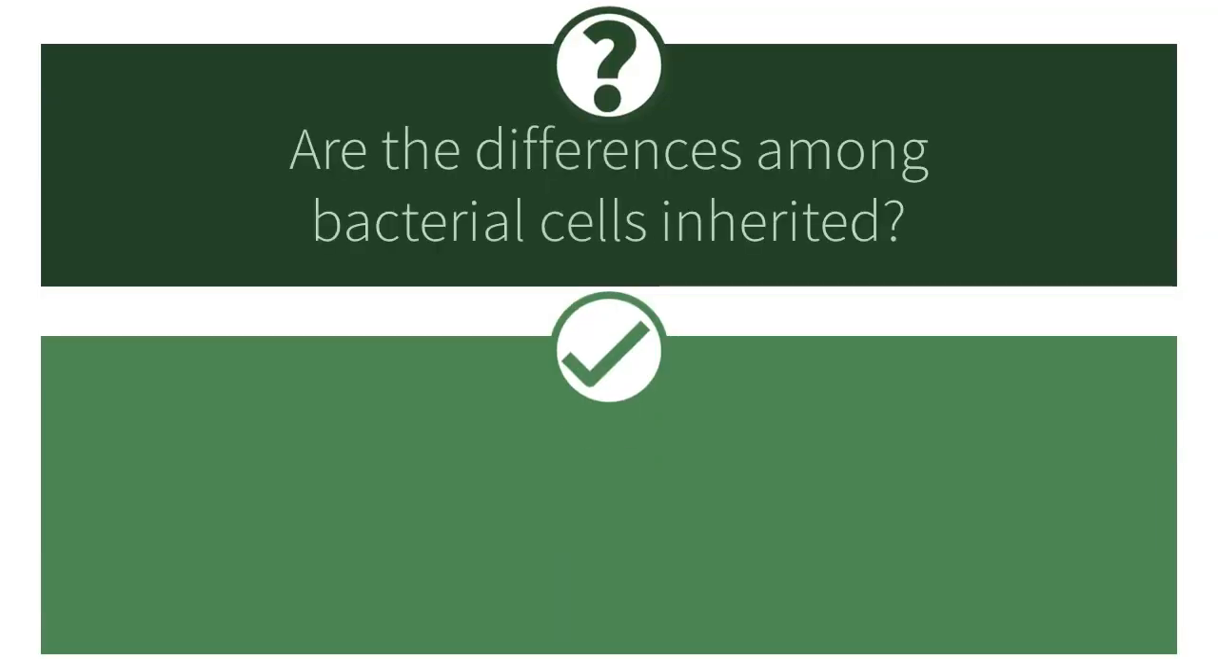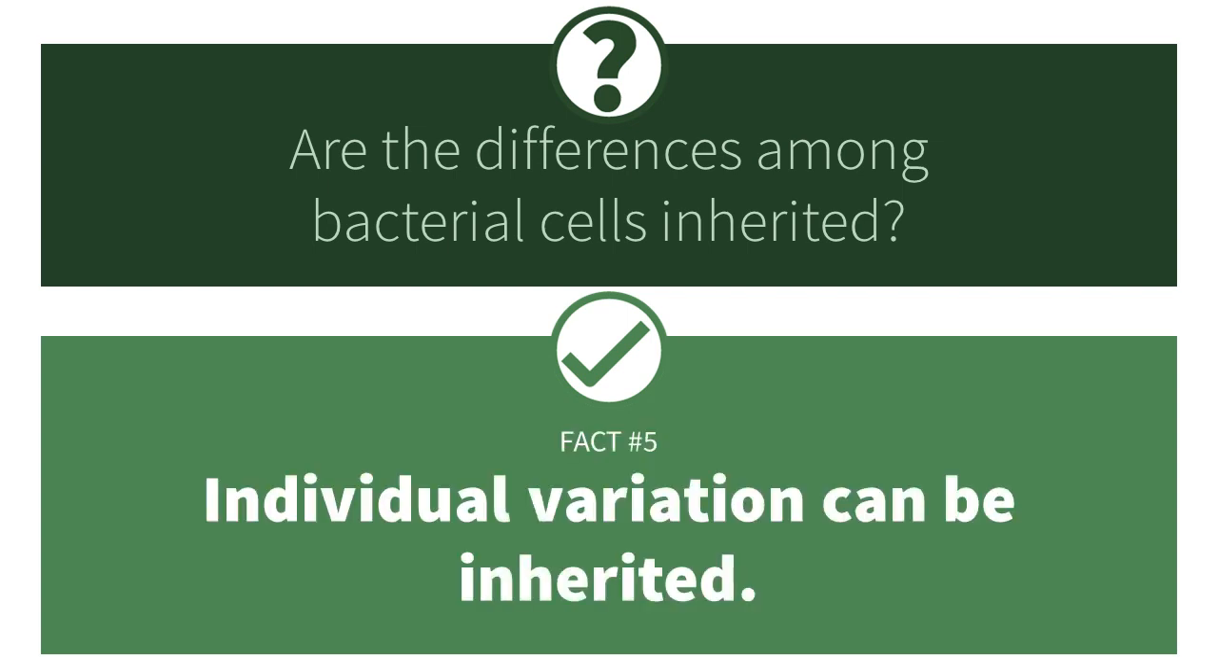Are the differences among bacterial cells inherited? Yes, because those differences are found in their genome. Bacteria reproduce by means of binary fission, so they pass on all their genes to the offspring, unlike sexually reproducing organisms who only contribute half of their genes to each of their offspring. So once a bacterium has a mutation that makes it resistant to the antibiotic, all their offspring will be resistant. Thus, Darwin stated that individual variation can be inherited, and we now know this variation is found in the genes of the organism.